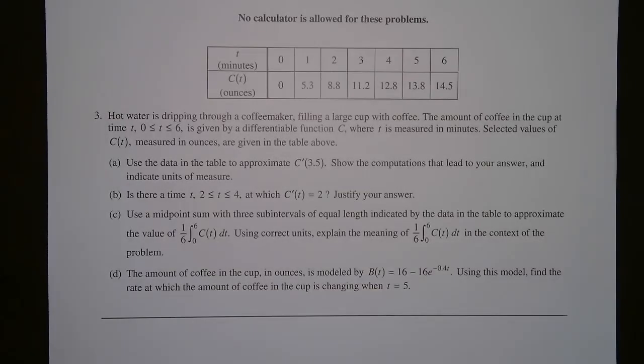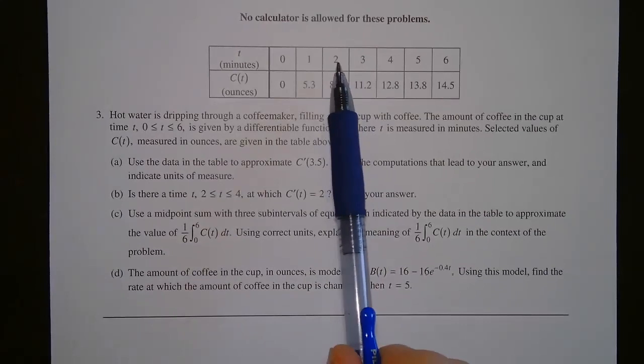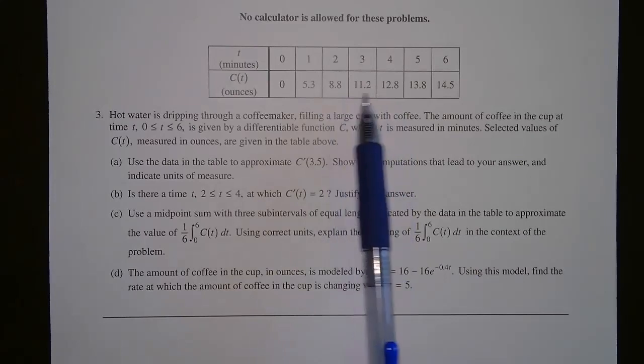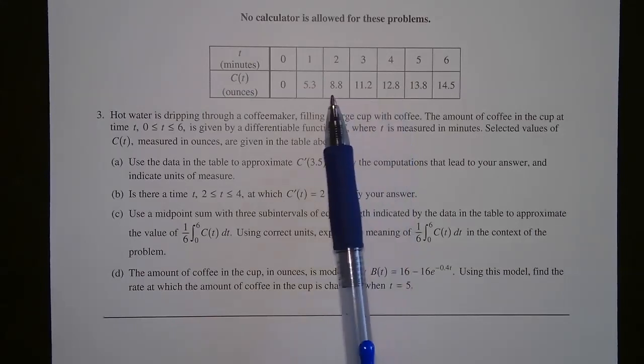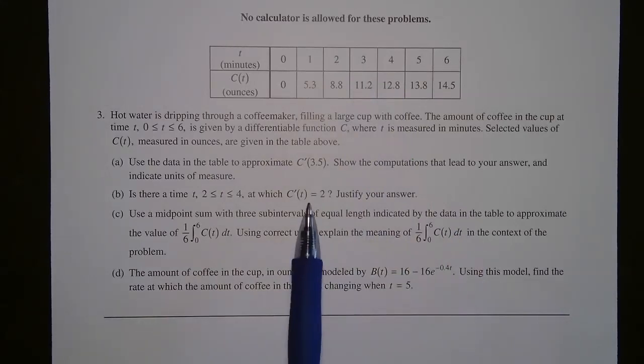So for part B, is there a time t, with t being between 2 and 4, at which c prime of t is equal to 2, and then justify your answer. So is there a time between 2 and 4 in which there's a derivative that's 2? Well, if you look, the time difference here is 2 minutes. And the ounces difference is from 8.8 to 12.8. That's a difference of 4. So when you take this difference of 4 divided by 2, that's going to give you 2. So yeah, this is going to happen, right?